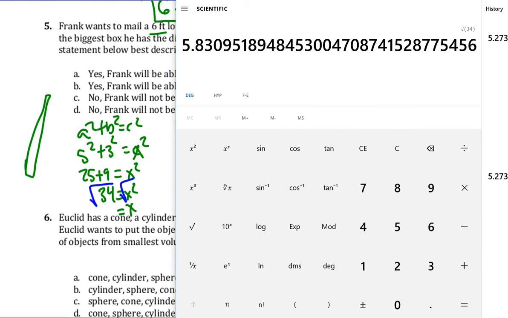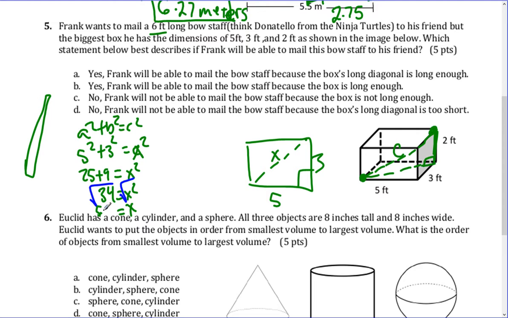So this side here, the middle of the floor of this box, is 5.83 feet long. And now in this triangle, I have all the sizes I need. I know this side here is 2, and I know this side here is 5.83, and I can use the Pythagorean theorem to find my C. So I'm going to do that. I have to do a Pythagorean theorem a second time.